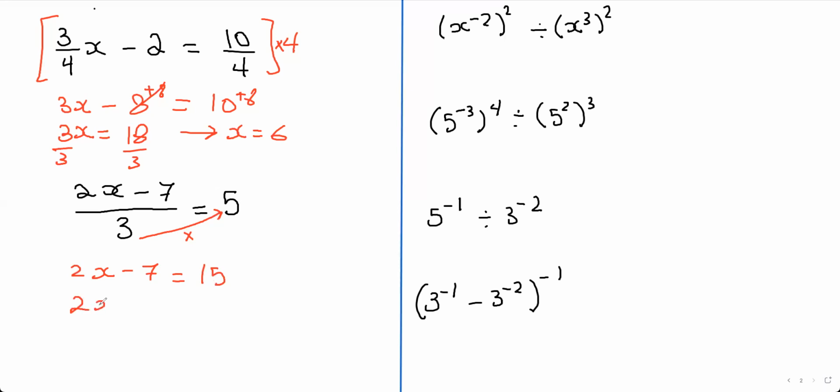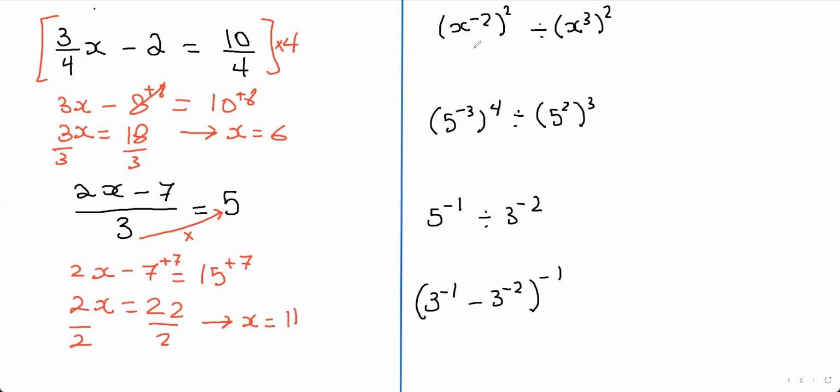Now 2x equals 22, because we're adding 7 to both sides to get rid of the negative 7 here. And at this stage, you just divide both sides by 2, and you get x equals 11.